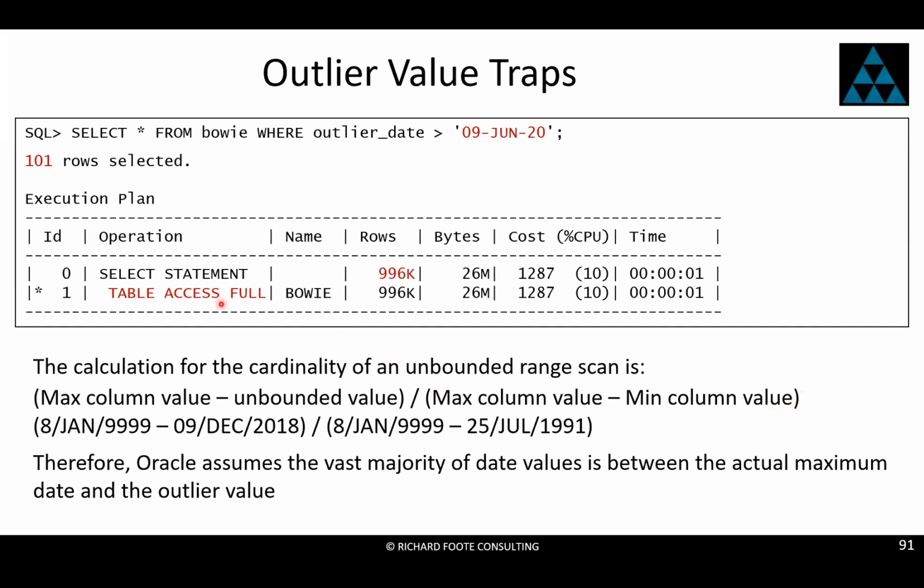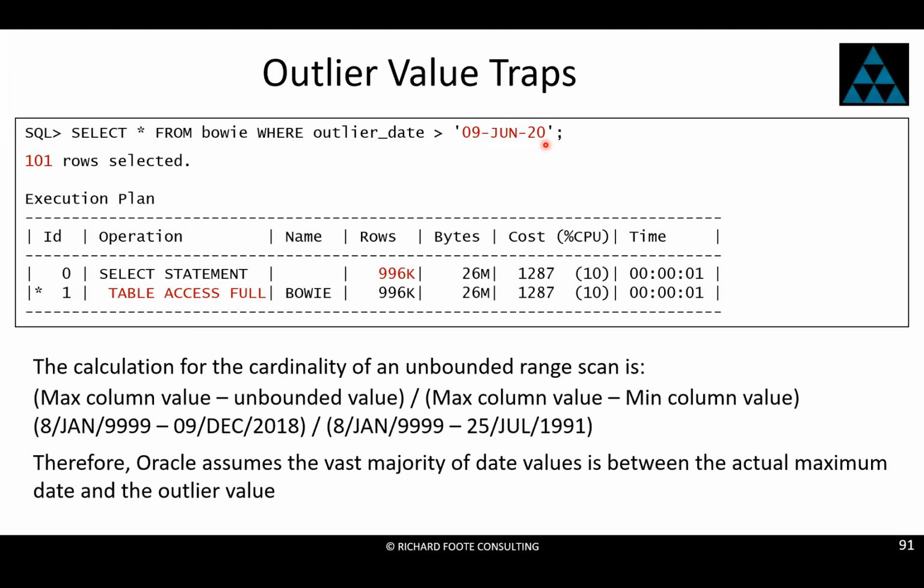Now I'm not using an index to get me my 101 rows. I'm doing a full table scan. Why? Because now I've got an outlier, and that outlier is my new maximum value. And remember, with a range scan, what we calculate is what percentage of the data am I querying? What is that percentage over all my data? Now, because the maximum is the year 9999, I want everything that's greater than 20, Oracle thinks I'm going to return the vast majority of the table.